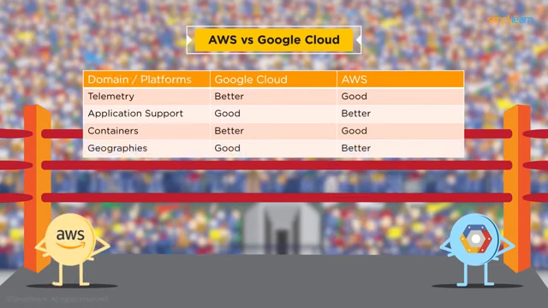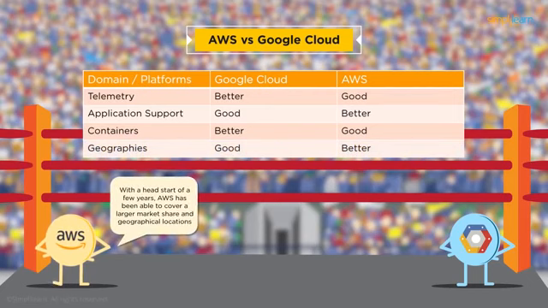When it comes to geographies, AWS is better since they have a head start of a few years. AWS in this span of time has been able to cover a larger market share and geographical locations.